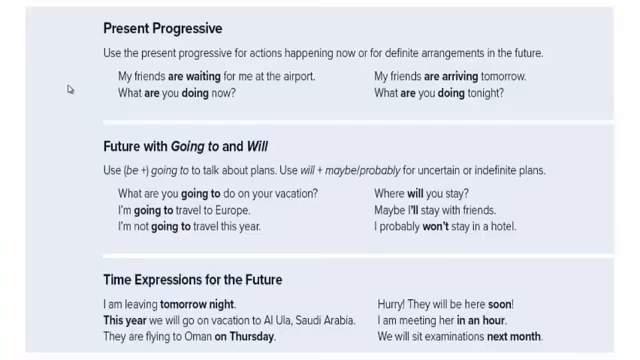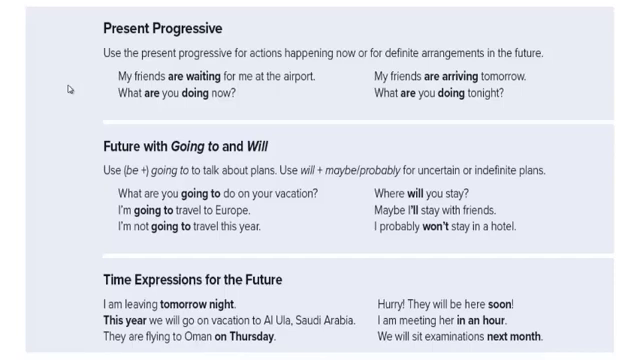Another piece of grammar we need to consider now is the present progressive. Use the present progressive for actions happening now or for definite arrangements in the future. So we either use the present progressive to talk about running actions at this very moment, or future arrangements. My friends are waiting for me at the airport. Now, that means, what are you doing now? My friends are arriving tomorrow. What are you doing tonight?